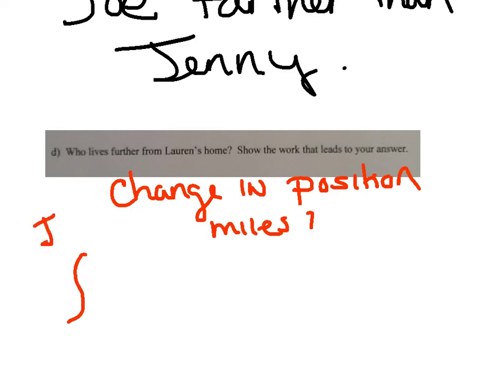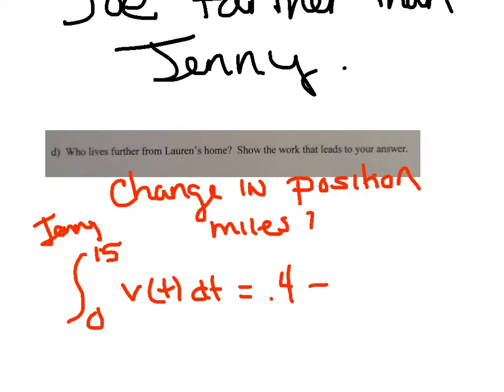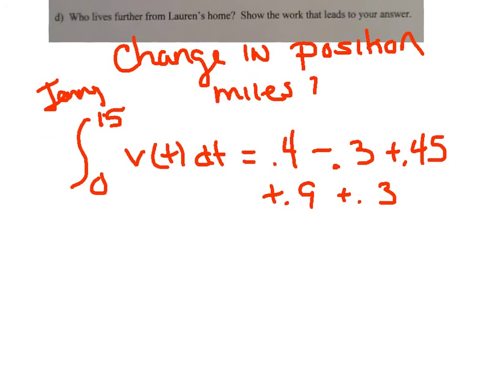So let's start with Jenny. I would just integrate from 0 to 15 of v of t dt. Notice I'm not saying total distance traveled, so I don't want that absolute value. This time, it's like finding the net change or displacement. I'm just going to take the 0.4, and I'm literally going to subtract the 0.3 this time, plus the 0.45, plus the 0.9, plus the 0.3. And again, that will get me the net change for a total of 1.75 miles.